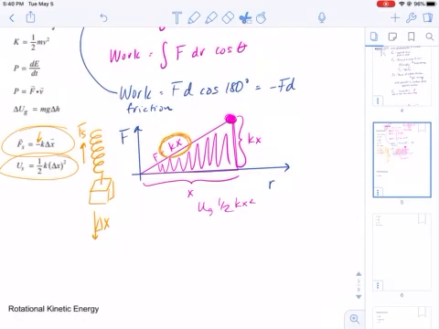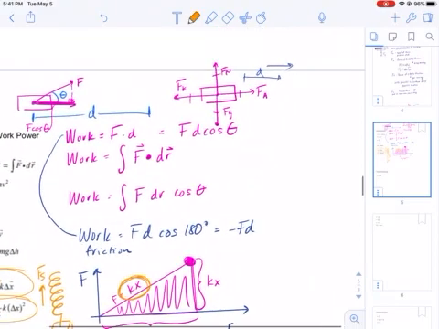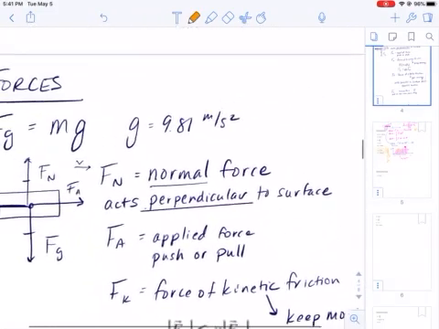Okay, back to here. So work can be converted to energy. And energy is the ability to do work.